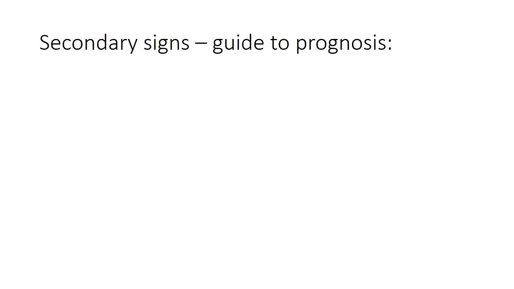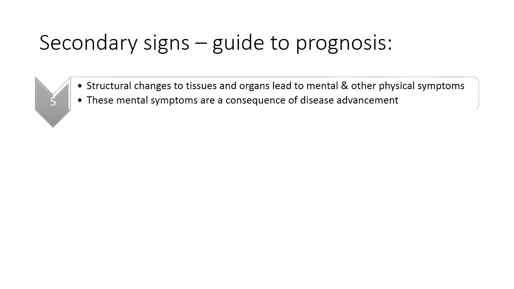The next thing we want to look at is secondary signs, because secondary signs arise after structural changes have taken place, and they can be a good guide to the prognosis of the case. Structural changes to tissues and organs can lead to mental and other physical symptoms. A person may feel dejected because he is losing his earning because of his reduced physical capacities as a result of the structural changes. These mental symptoms are a consequence of the disease advancement, so that must also be taken into consideration.